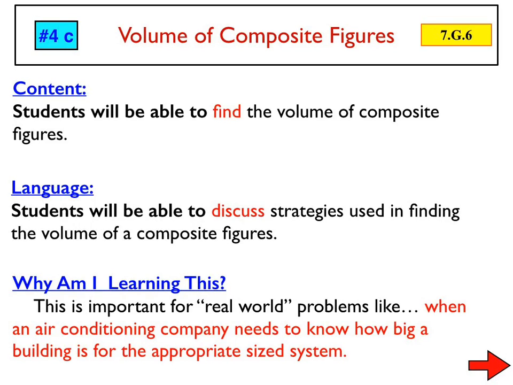Today, lesson 4C, volume of composite figures. We've done a little bit of volume of prisms and volume of rectangular prisms, triangular prisms, and prisms where we have a trapezoid as a base, so a trapezoidal prism. Today we're going to talk about volume of shapes that are made up of multiple shapes. That's what a composite figure really is.